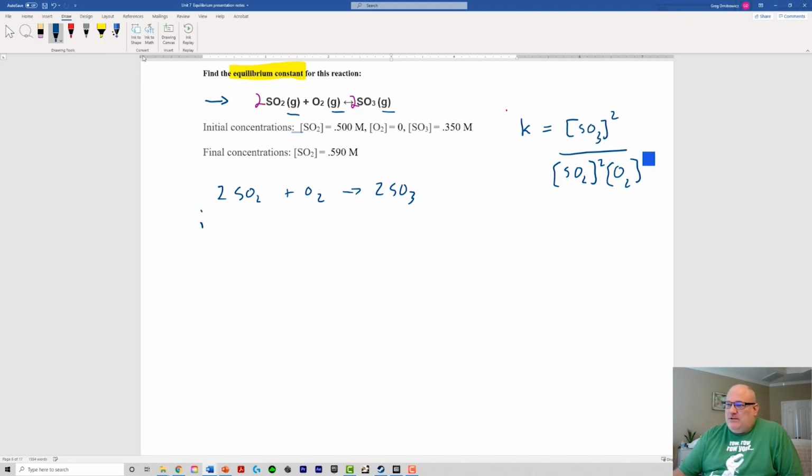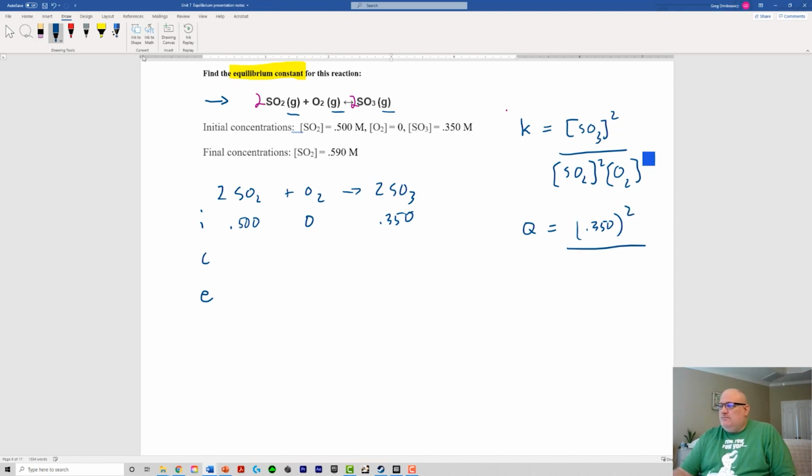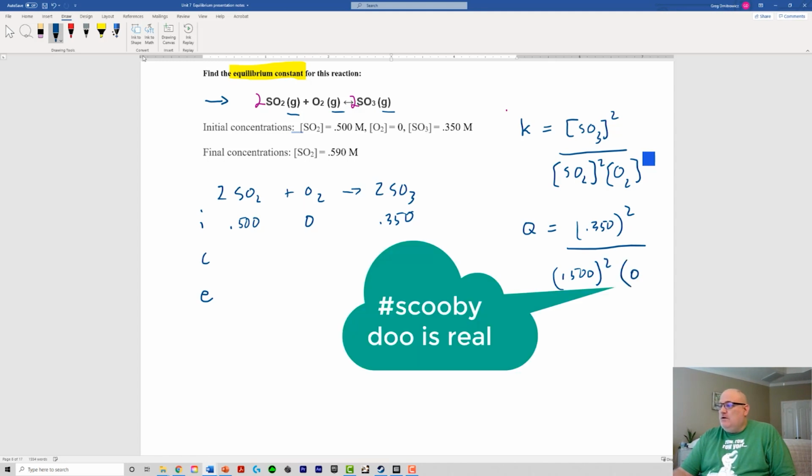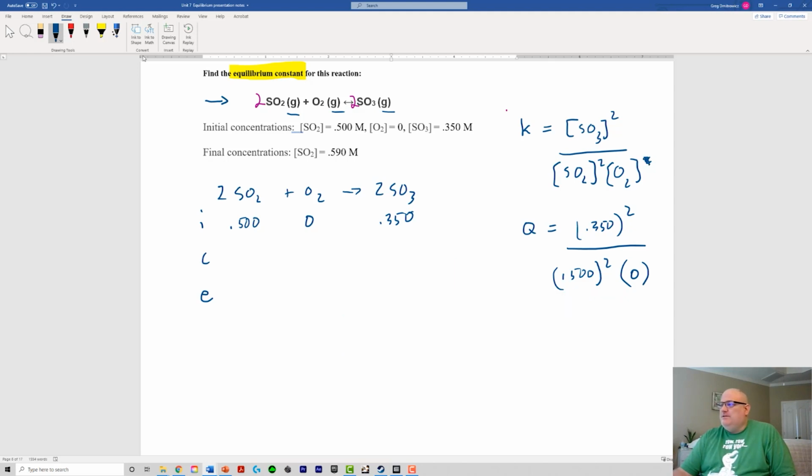So let's do our ICE table, I, C, E right here, and let's write down all the initial values they give us. They give us 0.500 of this, they give us 0 of this, and they give us 0.350 of this. Now, you could plug values into our Q, and if we plug our values in here, it would be 0.350 squared all over 0.500 squared, and 0. And I put squared here, but it's not being squared. That was a mistake. 0 raised to the 1. That's problematic because that's undefined, right?